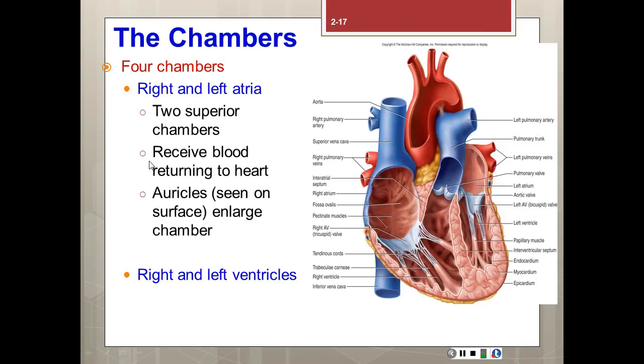Now, the 2 chambers at the top, which would be at the superior aspect by the base, are the left and the right atria. They are thin-walled and receive blood returning to the heart by way of the great veins. Most of its mass is on the posterior side of the heart, and in the anterior view, has a small ear-like extension called an auricle that slightly increases the volume.